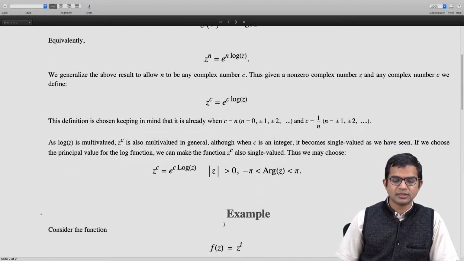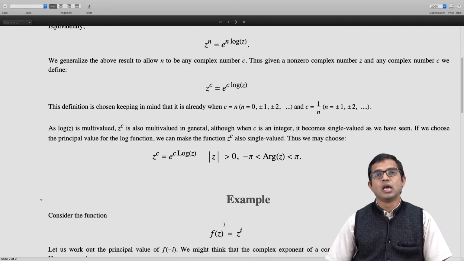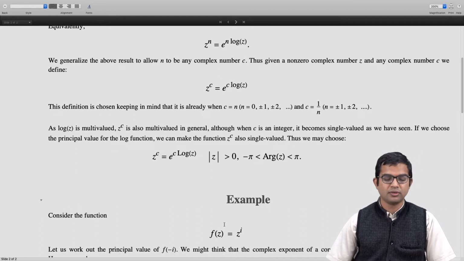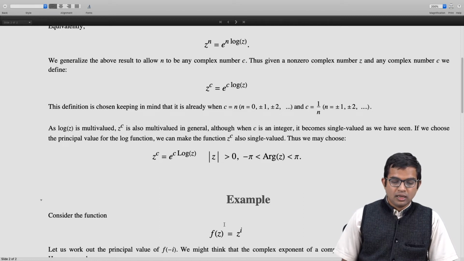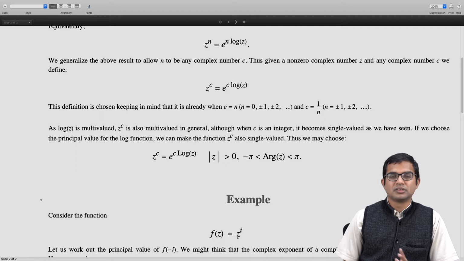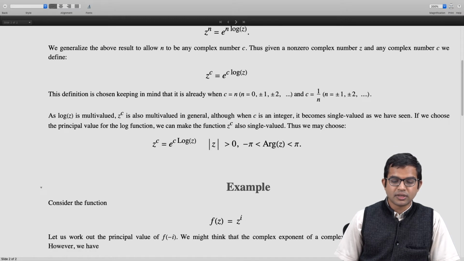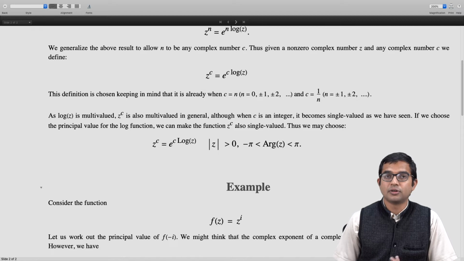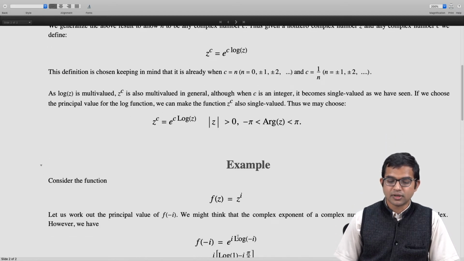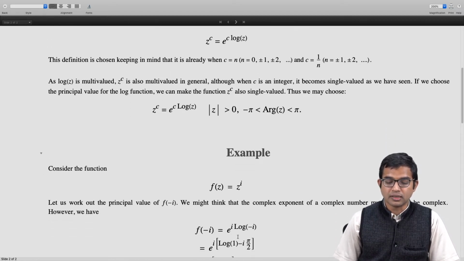So let's look at an example. Suppose we think of the function z to the i, right? And if you wish to work out the value of minus i to the power i, you might think that this is a very complicated looking operation we are carrying out. So minus i to the i must be a complex number, right? However, it turns out that the principal value of this quantity, minus i to the power i, is in fact simply obtained. So let's look at what happens.